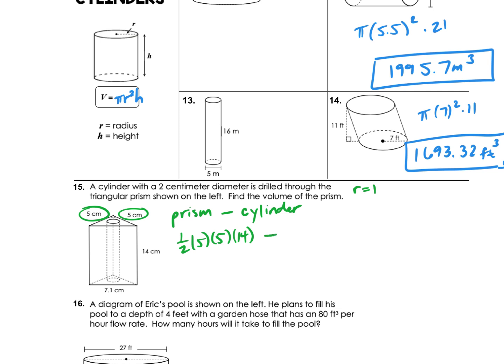And then minus pi times r squared times h. And then you just plug that whole thing in the calculator all at once. You don't have to actually find each individual piece. And so this is 131.02 centimeters cubed.